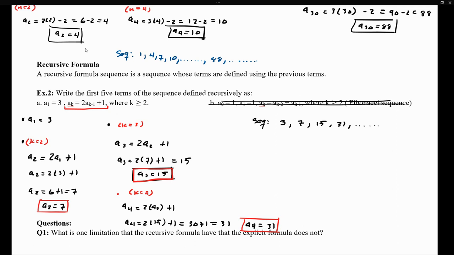In order for me to define 7, I'm going to get 3 times 2, which is 6, plus 1, that's 7. 7 times 2, that's 14, plus 1, that's 15. That's what we're saying here. 15 times 2 plus 1, that's 31, and so forth. So notice that the sequence does follow what the explicit or the recursive formula was saying.